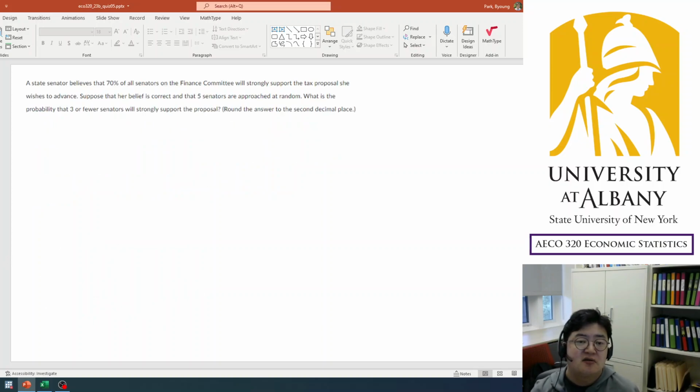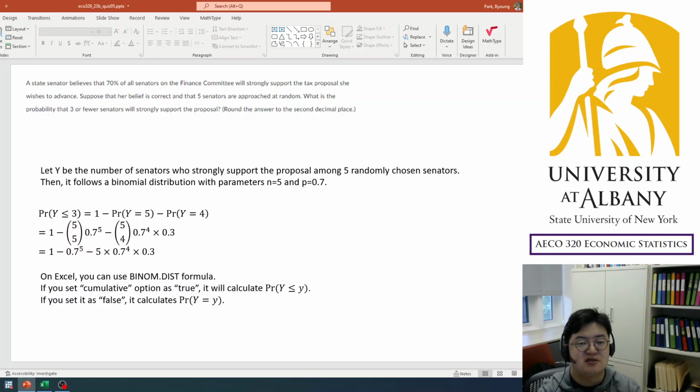A state senator believes that 70% of all senators on the finance committee will strongly support a tax proposal she wishes to advance. Suppose that her belief is correct and that 5 senators are approached at random. What is the probability that 3 or fewer senators will strongly support the proposal? So it is another binomial distribution example.